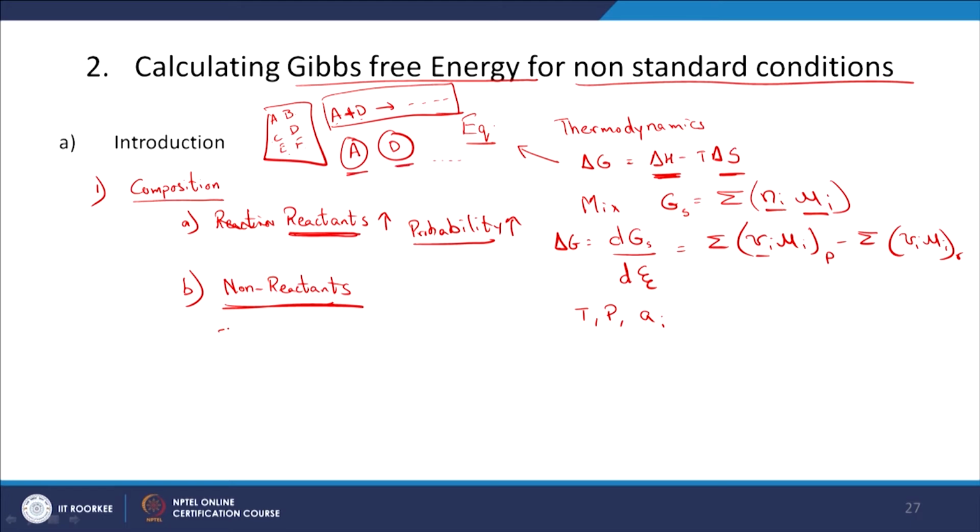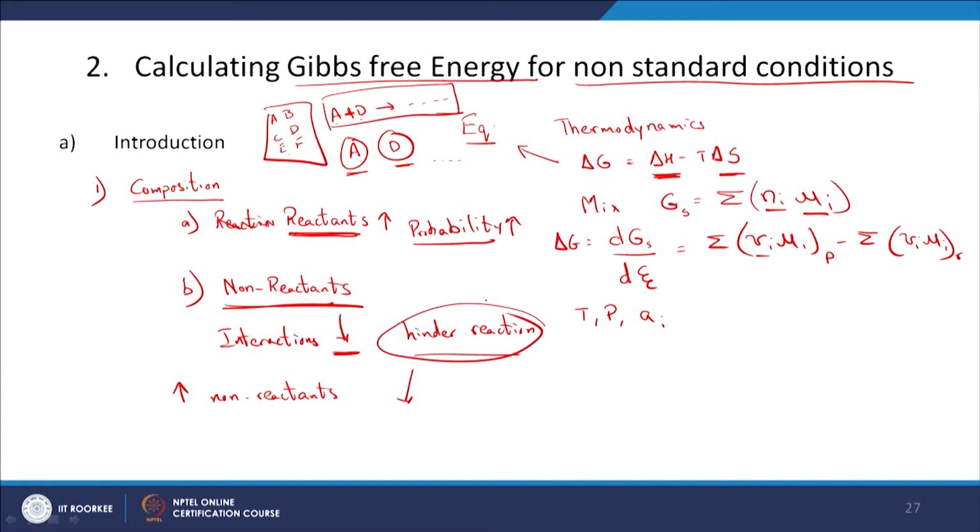So these interactions, or interferences due to the non-reactants, will in general tend to hinder your reaction. So the greater the concentration of your non-reactants, that ends up hindering your reaction.